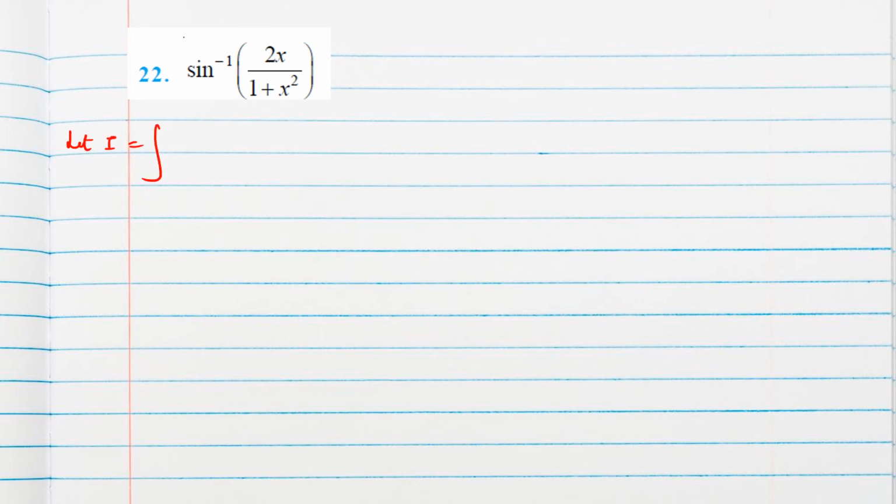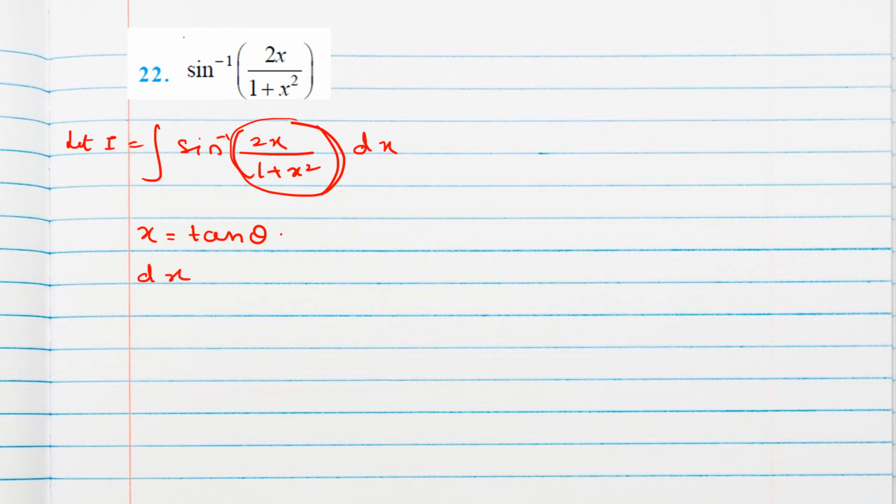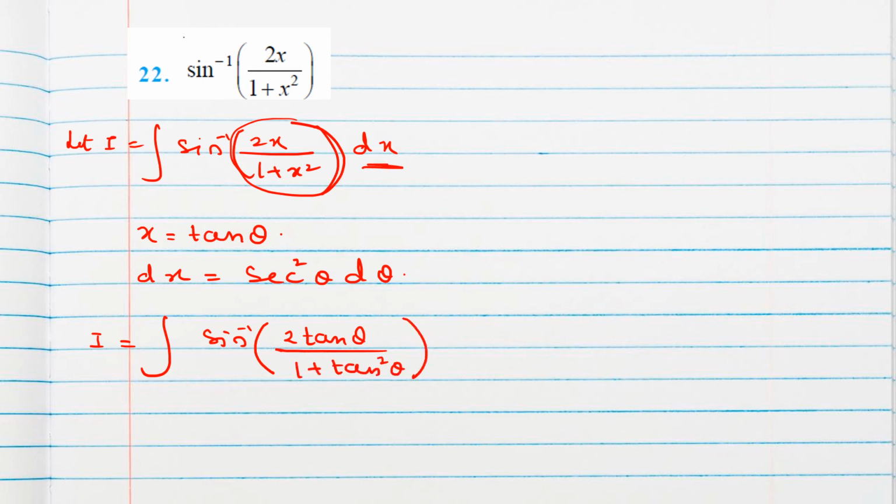Let the integral be I. See, in inverse trigonometric functions, I gave one table of expressions and substitutions. So for this particular expression, we can substitute x as tan theta. So dx will be the derivative of tan, which is sec square theta d theta. So the integral will change into theta form: sin inverse of 2 tan theta divided by 1 plus tan square theta, and dx is sec square theta d theta.